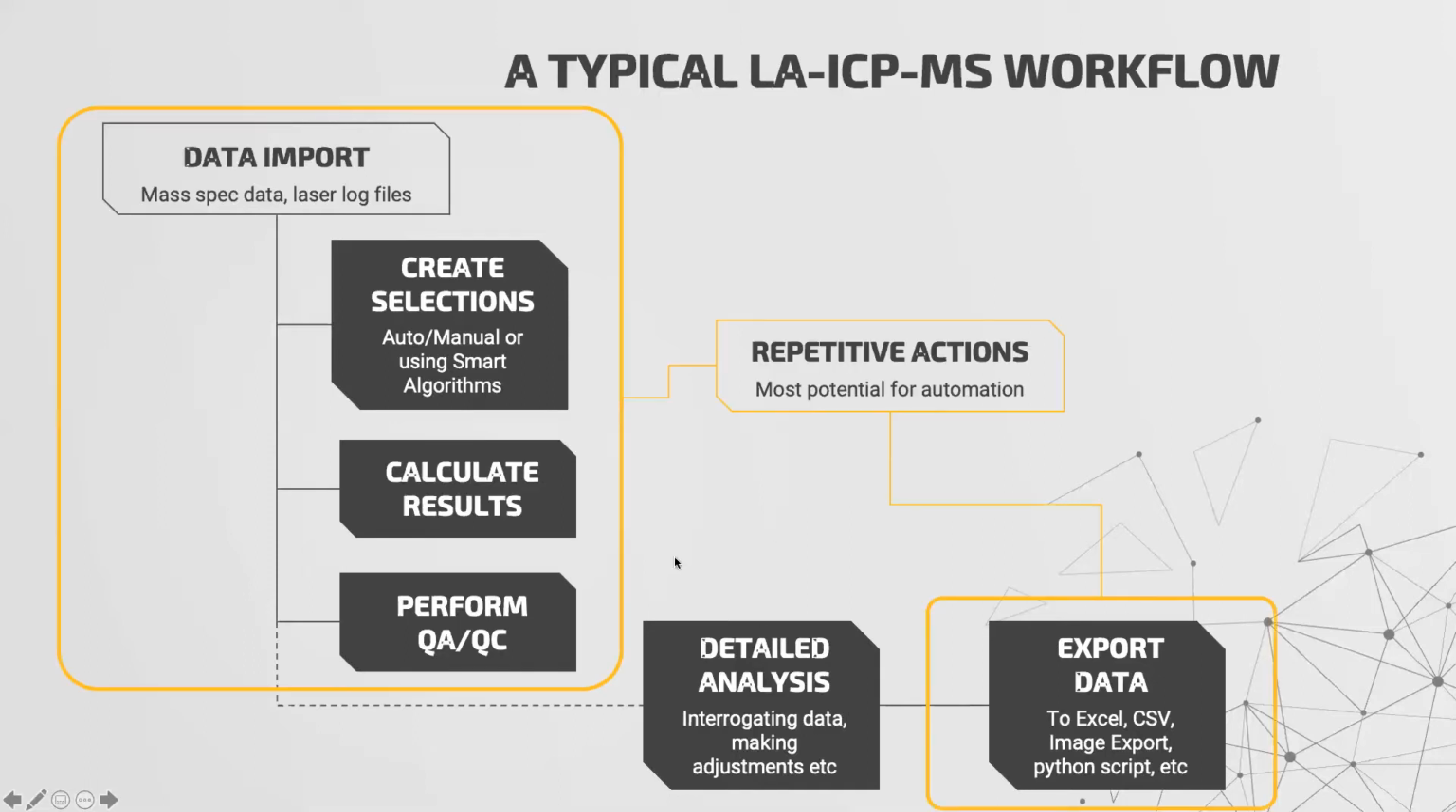In this process, these parts here involve a lot of repetitive actions. So creating selections can be done faster using processing templates. You can also use it, as I said, with algorithms, running DRSs, performing QAQC, this data import sort of stuff. This is all the sort of thing that takes up a lot of clicks, but is prime for automation. But we do reserve this area here, this detailed analysis, for the operator. So this is the part that we're not necessarily saying should be automated.